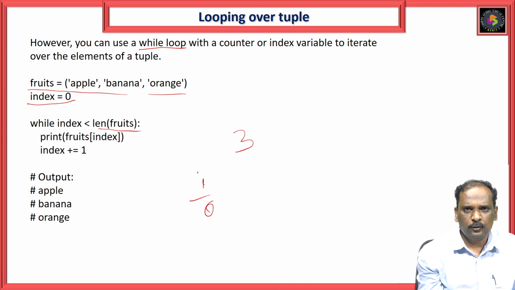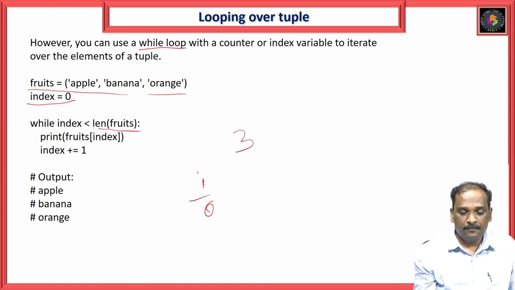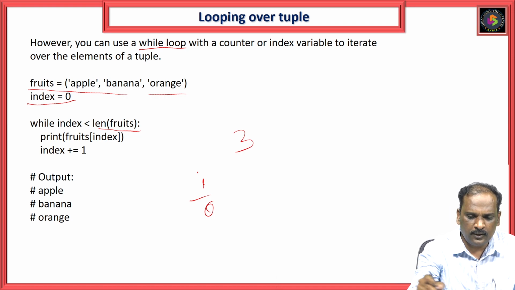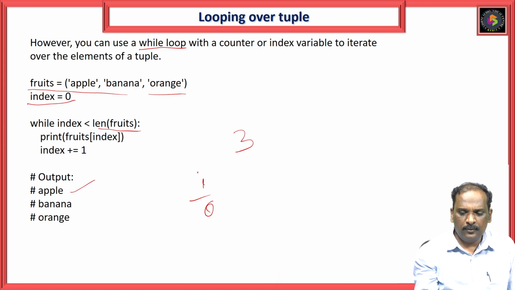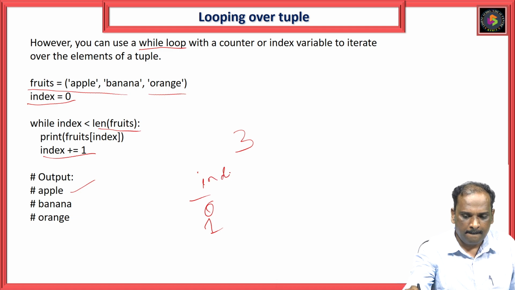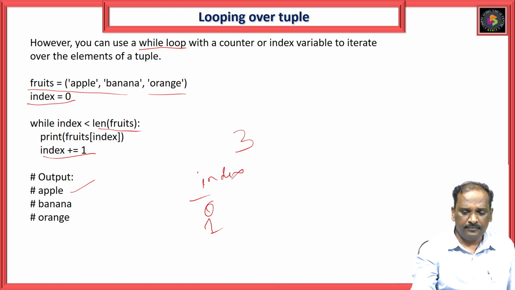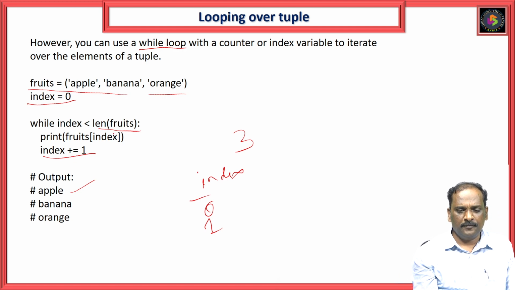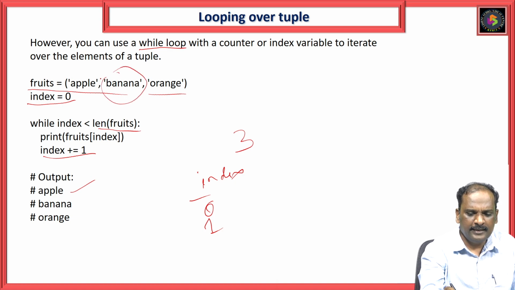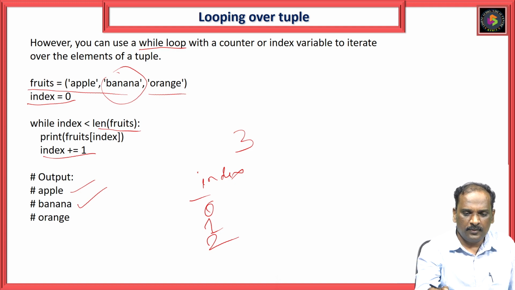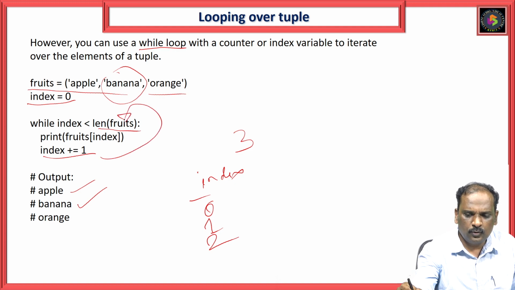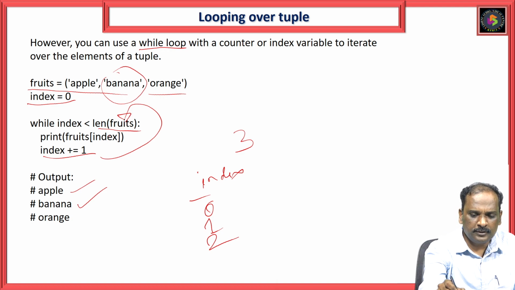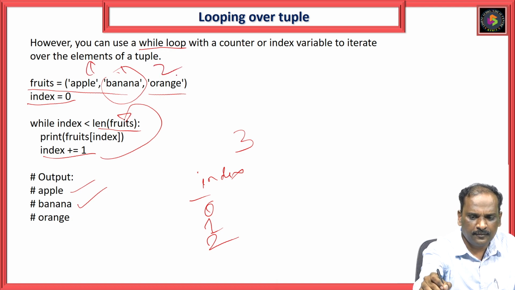To get the element, we need to apply the subscript indexing. So fruits of 0. What is fruits of 0? The output is apple. Now I want to increment the value of index: index is equal to index plus 1. Now index has become 1. 1 is less than 3, true. Fruits of 1. What is fruits of 1? It is banana. Then index equal to index plus 1, which is 2. Now check the condition again. 2 is less than 3, yes. Fruits of 2. What is fruits of 2? Fruits of 2 is orange.